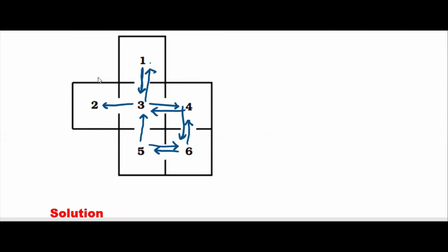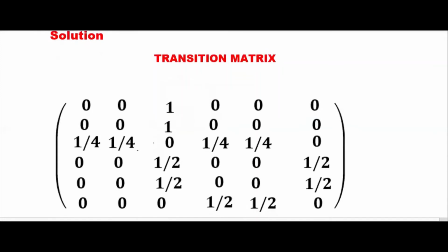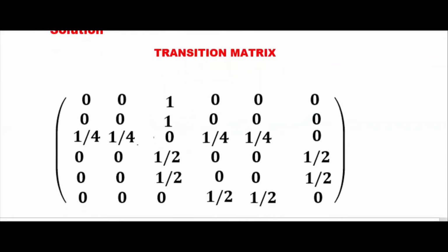Again, if I ask you a question, what is the probability that the rat will be in 3 after 5 moves? Now the rat is in 1, or maybe the rat is in 3. It might be very complicated. So for that, if you draw a transition matrix, life will be easier, because once you know the transition matrix, you can solve all the parts of the problem. It will be a very easy task.